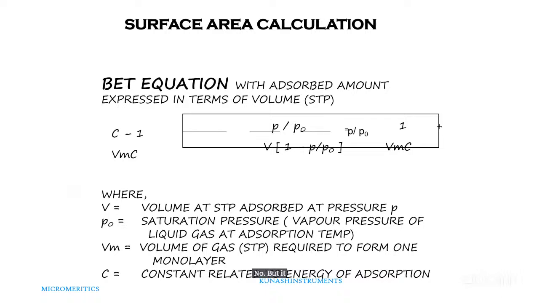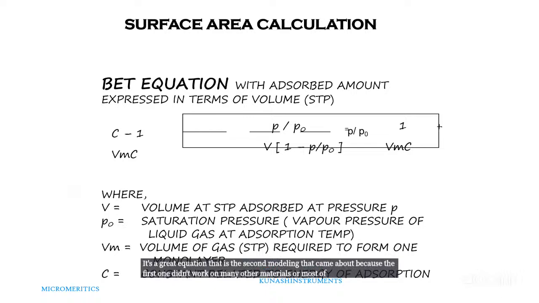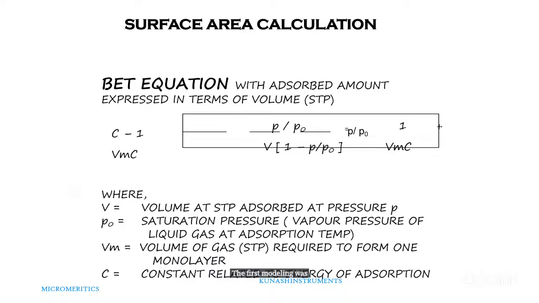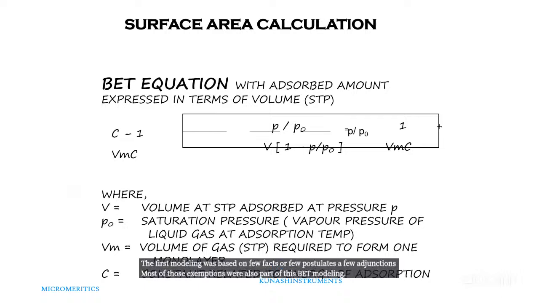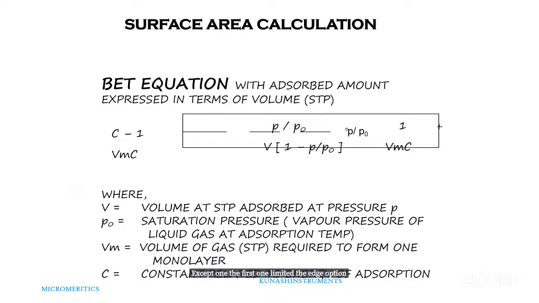But it's a BET equation you'll find at many places. It's a BET equation. That is the second modeling that came about because the first one didn't work on many other materials, or most of the other materials. The first modeling was based on few postulates or few assumptions. Most of those assumptions were also part of this BET modeling, except one. The first one limited the adsorption to the first layer. Langmuir said the adsorption is limited only to the first layer. There is no further adsorption. BET, these three gentlemen thought it can continue and form multi-layer. And that was the main difference between the two. They came out with this equation.